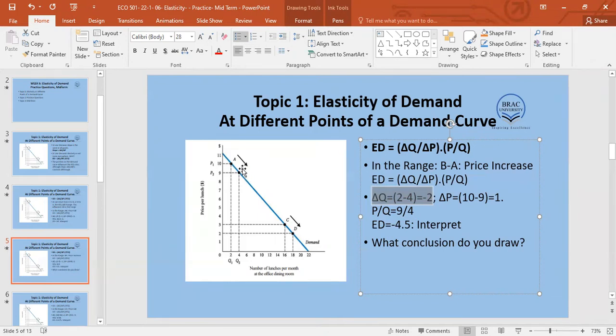As we move from B to A, what is happening? Price is increasing from 9 to 10. Everybody agree? Yes sir. And what is happening to quantity? Quantity is falling from 4 to 2. দুই দিকে মুভ করছে না? The price is increasing from 9 to 10. That's a plus. Quantity is falling from 4 to 2. That's a negative. তাহলে রেশিওটা কি? উপরে প্লাস নিচে নেগেটিভ, তাহলে টোটাল রেশিওটা নেগেটিভ হবে না?